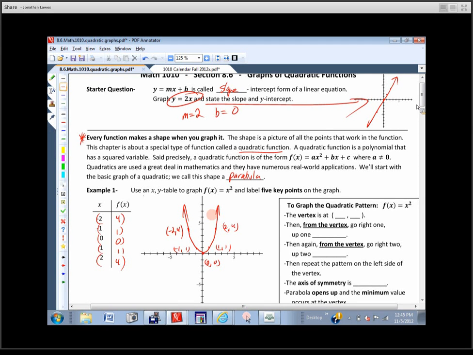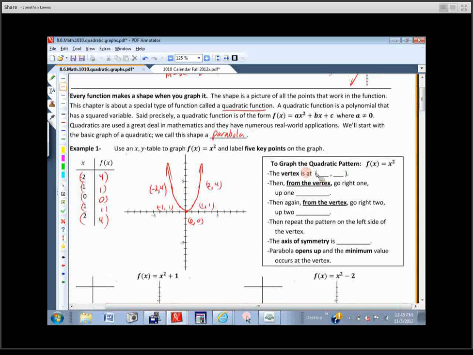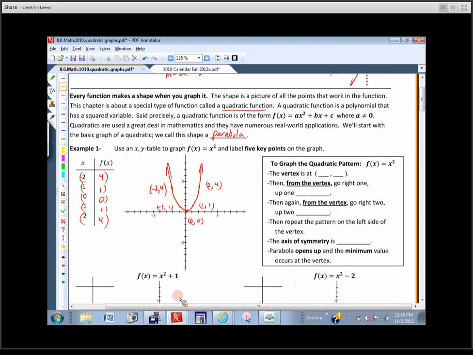So let's point out a couple key points about this shape. Okay, this is what we're going to call the quadratic pattern, or we're going to call this a parent graph for a quadratic. This point right here is called a vertex. That vertex is the very bottom point of the graph. So we've got a vertex. The vertex on this one is 0, 0. If we want to make this shape, from the vertex we go to the right 1 and we go up 1 squared.